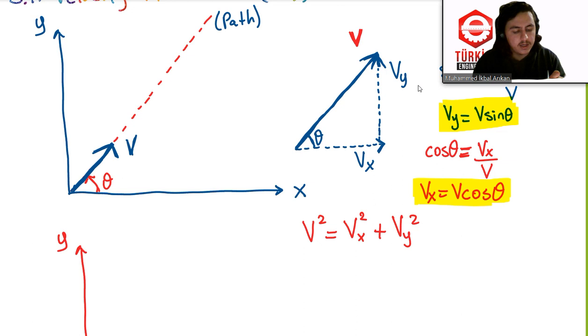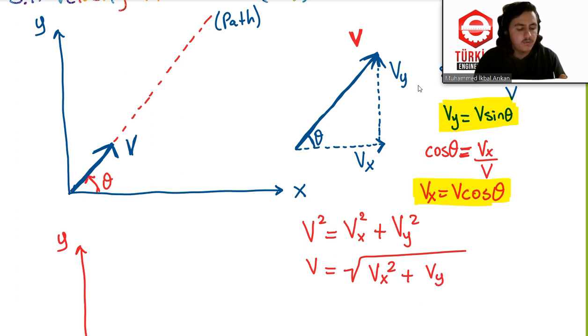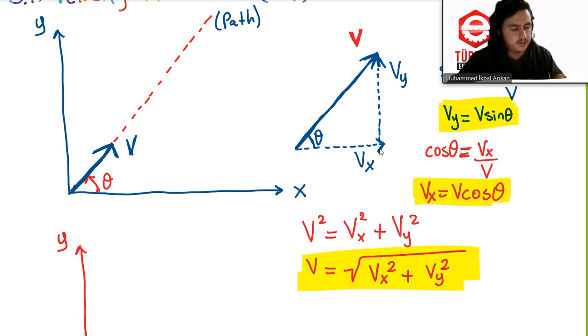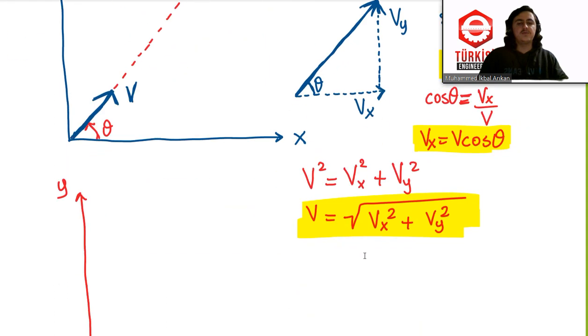So when you take the square root of both sides, you will see that our velocity magnitude will be equal to the square root of our x component squared plus our y component squared. Okay, this is the third formula which we will use. Let's put this one. Just some simple formulas. This one, and this one.